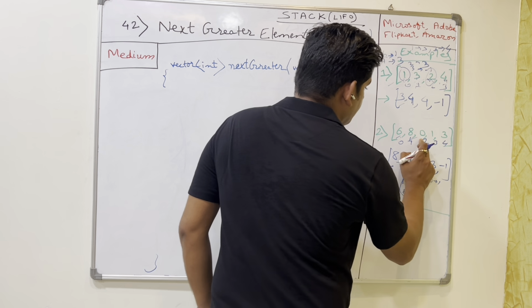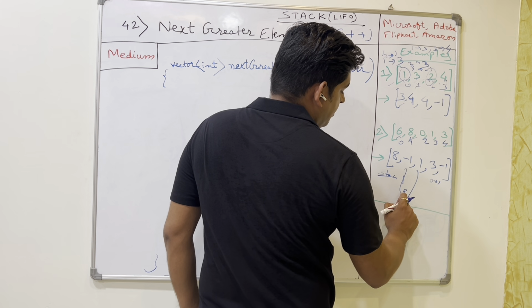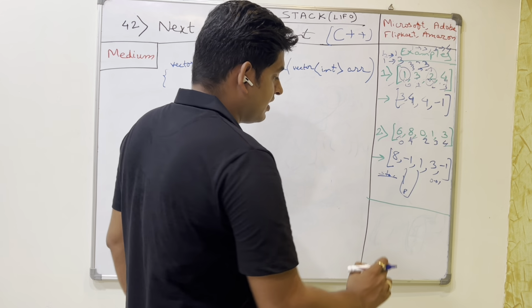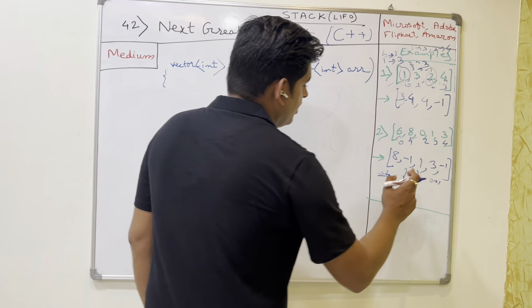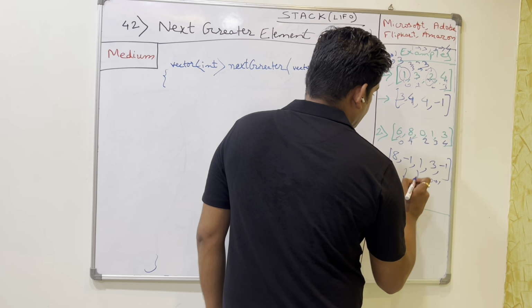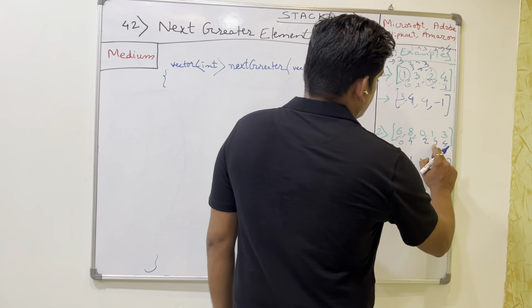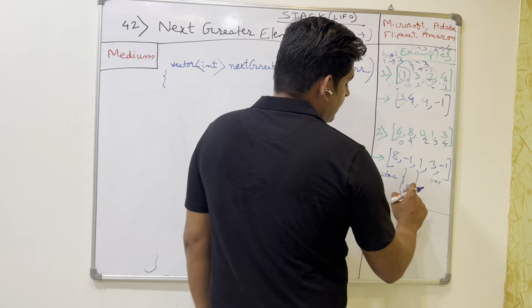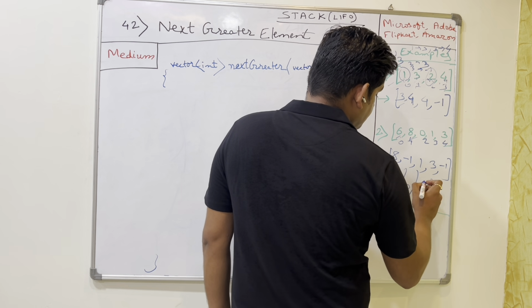So for 0, from 8 we traverse to 0. We see what is the next greater element for 8. What is the top element in the stack? 8. Is 8 greater than 0? No. So we insert 0 in the stack. Now we go to 1. We see what is the top element? 0. So we know that 1 is greater than 0.